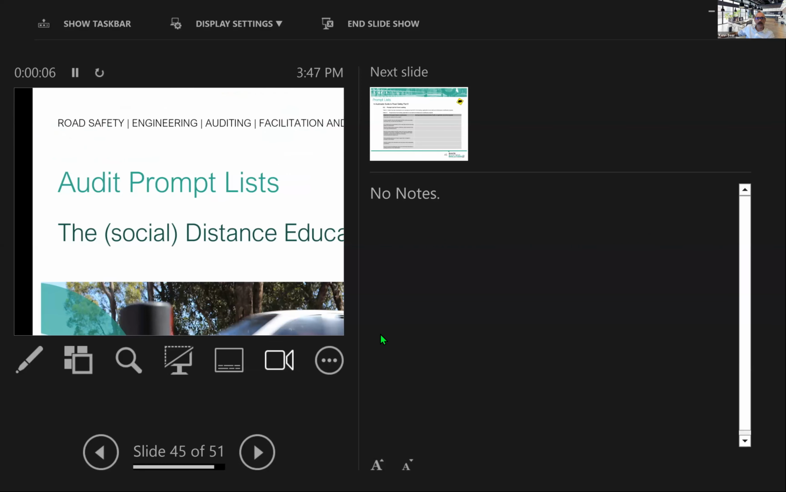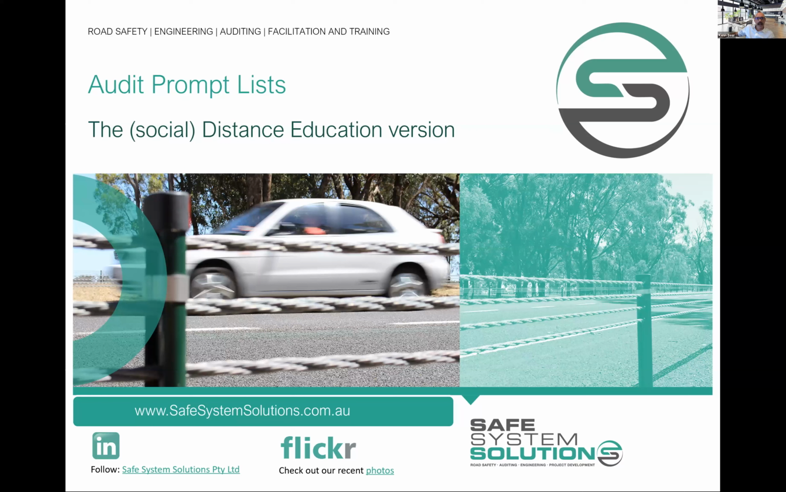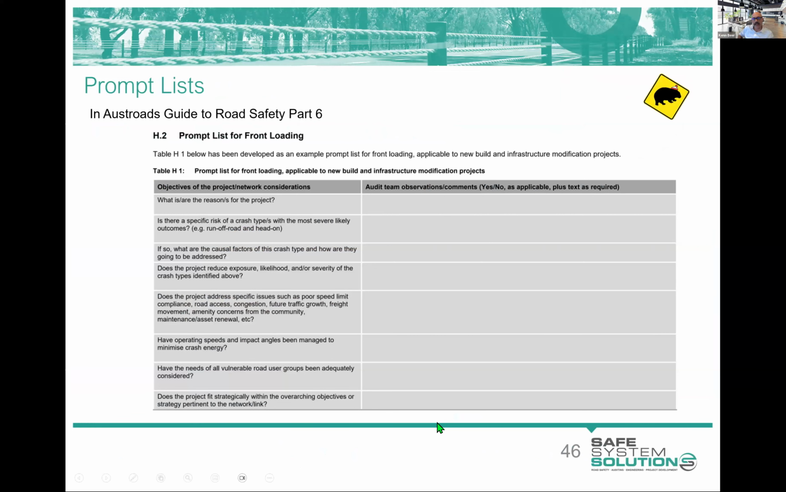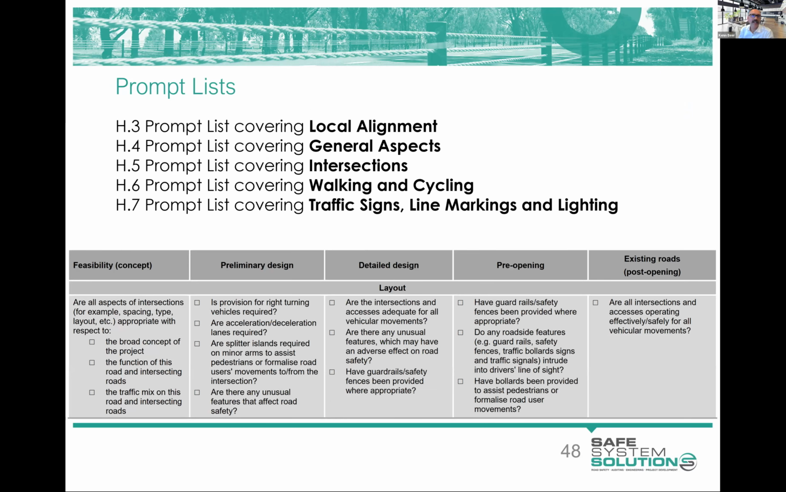So Tony mentioned prompt lists, and I've mentioned them very briefly before, but I'm going to jump into that again. They are in the back of the Austroads Guide to Road Safety Part 6. They start off with this weirdly named thing, front loading, which is really just about gathering the context of the project and understanding why the project's happening and any sort of commitments. They're there as a way that you could use, up to you, to gather context around the project that you're about to audit as a team, and you can write yourself some notes there. So that's in there.